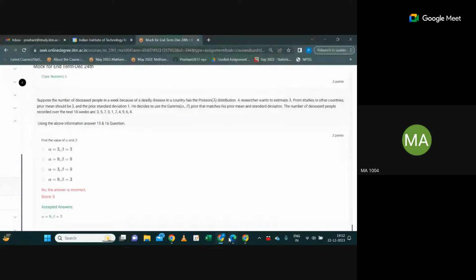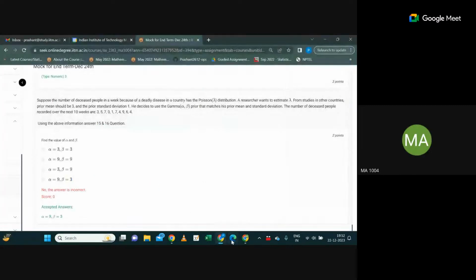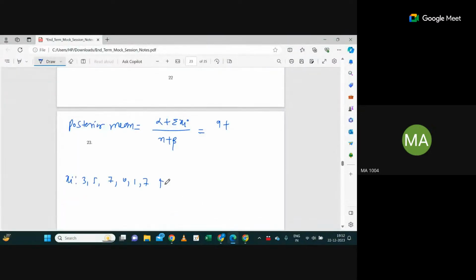3, 5, 7, 0, 1, 7. Can anyone add, please? 4, 9, 6, 4, 7, 4, 9. 15, 16, 23, 7496. 46? Yes, 46. Okay, so summation of xi is 46 and n is 10 and beta is 3, right?